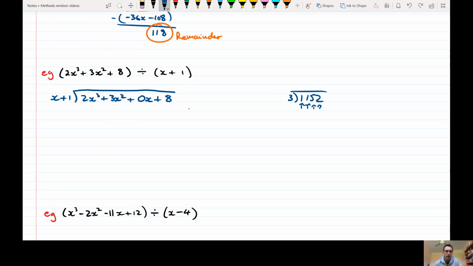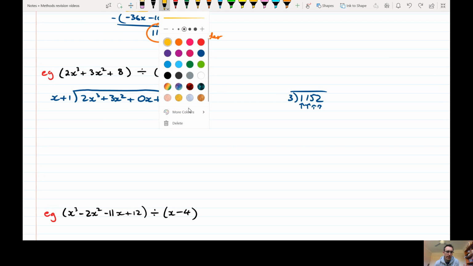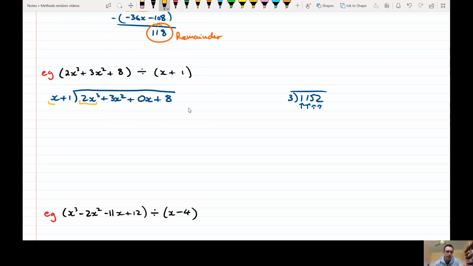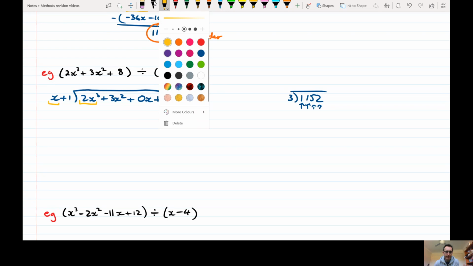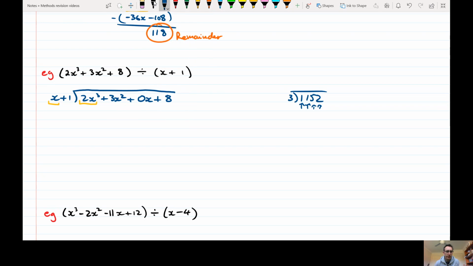So now I'm going to deal with the highest power term that we have, which is 2x cubed. We have x there. 2x cubed divided by x is 2x squared, and we multiply out. So 2x cubed plus 2x squared, and we subtract.